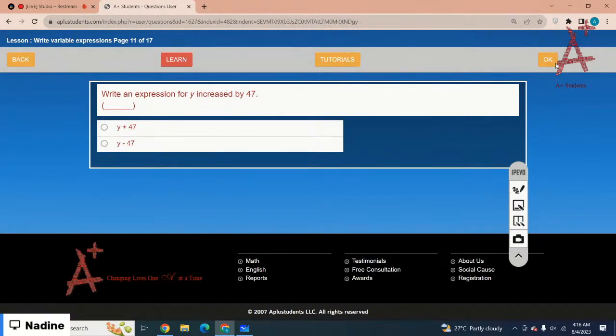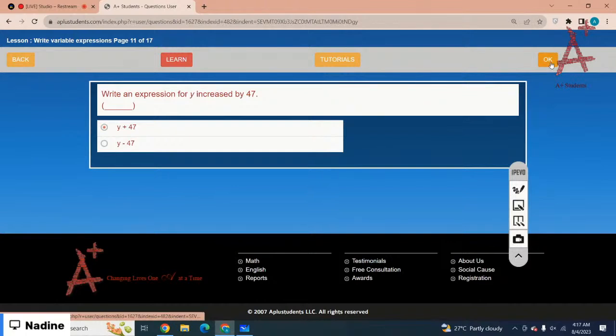Write an expression for Y increased by 47. So which is the correct option? Increased means you have to add. So it would be Y plus 47. Very good.